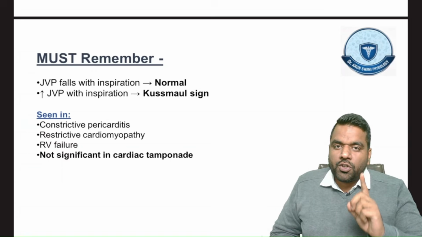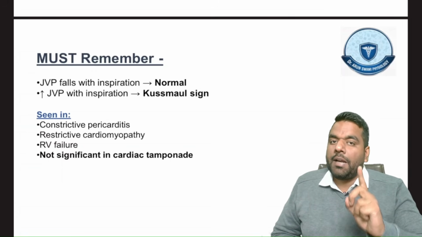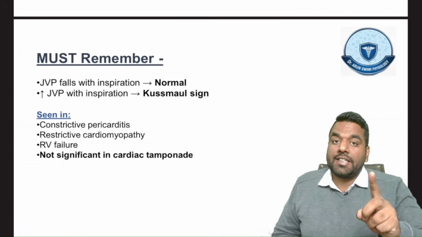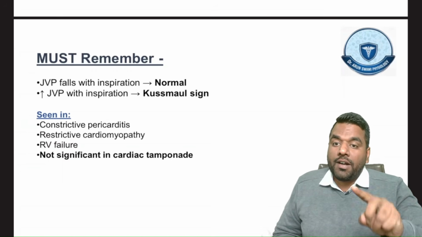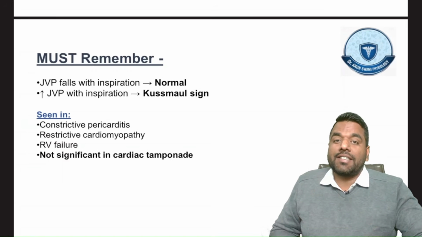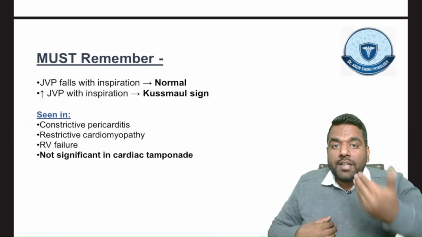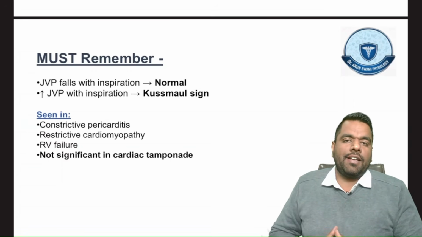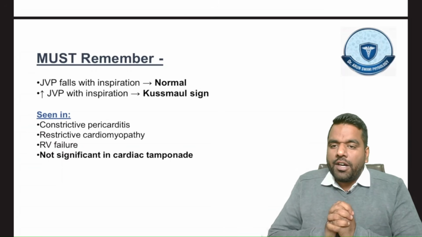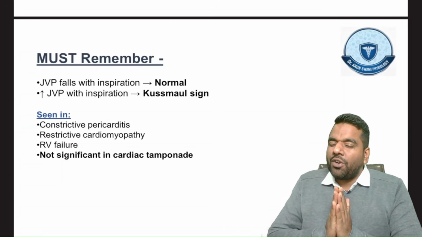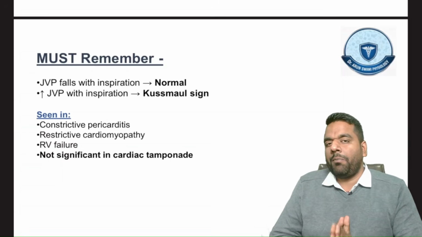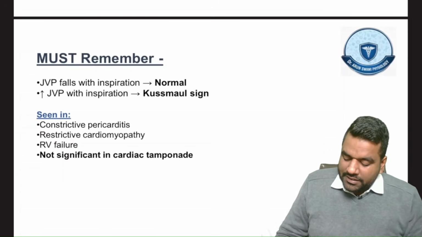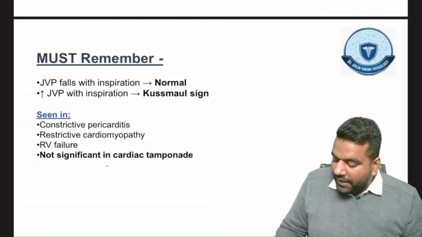Guys, don't be confused with Kussmaul breathing. Kussmaul breathing is hyperpnea and tachypnea, which is seen in diabetic ketoacidosis. But the Kussmaul sign is when the JVP is increased during inspiration, which is seen in constrictive pericarditis, restrictive cardiomyopathy, right ventricular failure, and this is not significant in cardiac tamponade. In cardiac tamponade, the significant part is Beck's triad.